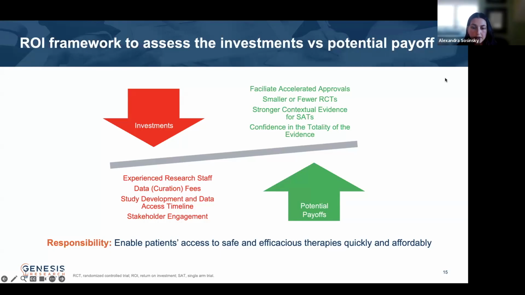As for potential payoffs, when these elements are well done, ECAs may facilitate accelerated approvals, reduce the need for large or multiple randomized trials, and provide strong contextual evidence, especially for single-arm trials. Most importantly, ECAs can help boost confidence in the overall evidence package. To me, success from investment in an ECA ultimately looks like meeting the goal of patients gaining quicker access to much-needed therapies, and a deliberate assessment of return on investment can help ensure that we're making the smartest choices in pursuit of this goal.